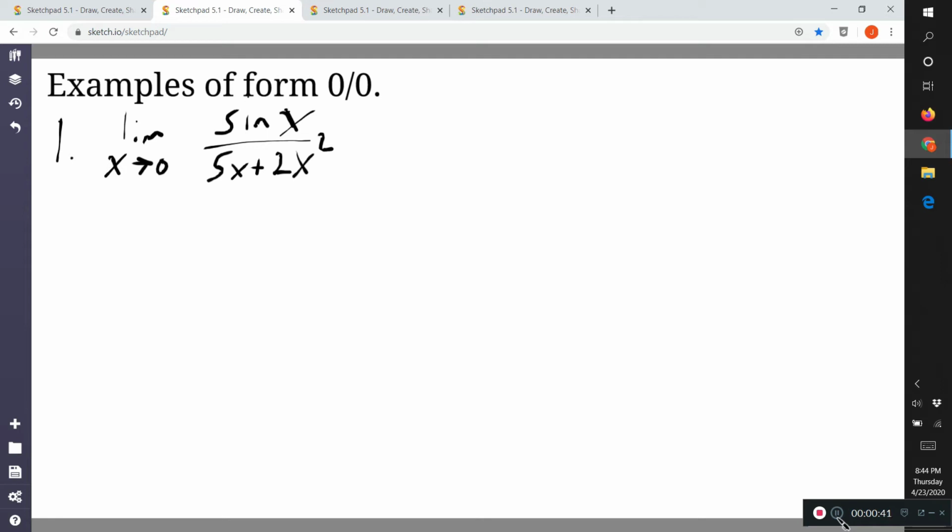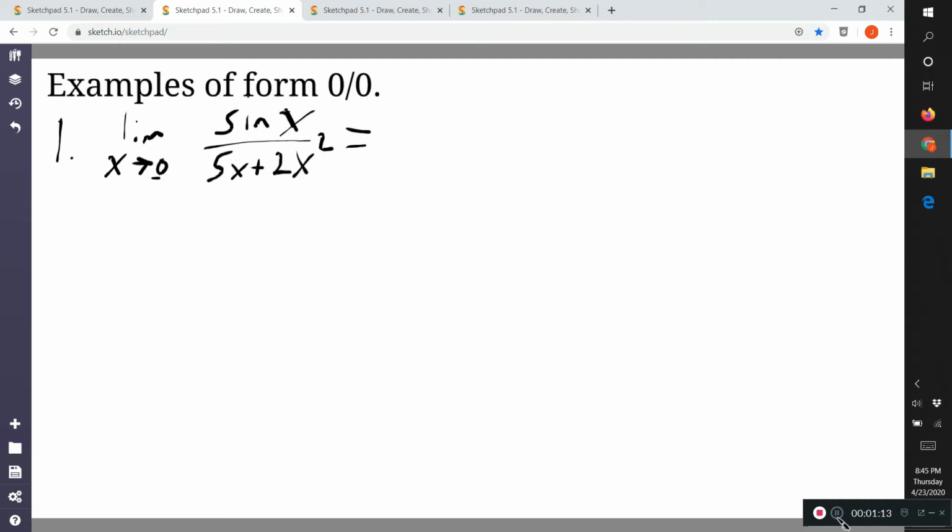Now, when we first learned limits, go-to step number 1 was always to try to plug in the limit value for our x's. And if we do that, we get sine of 0, which is 0, over 5 times 0 plus 2 times 0 squared, which is also 0. You need to make sure that the form is indeterminate before you move forward. Otherwise, you could end up doing L'Hopital's rule in a situation which it does not apply. So always check to make sure that when you plug them in, you do get 0 over 0 or one of our other indeterminate forms.